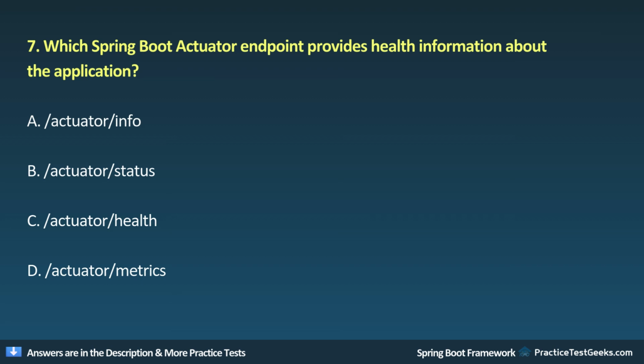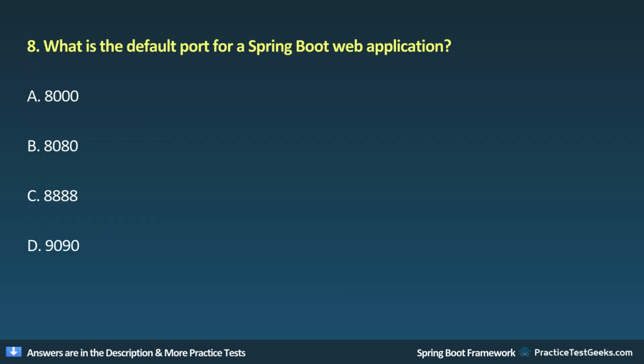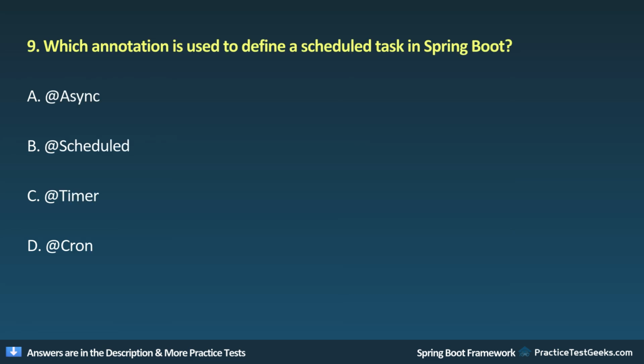7. Which Spring Boot actuator endpoint provides health information about the application? A. /actuator/info. B. /actuator/status. C. /actuator/health. D. /actuator/metrics. 8. What is the default port for a Spring Boot web application? A. 8000. B. 8080. C. 8888. D. 9200.